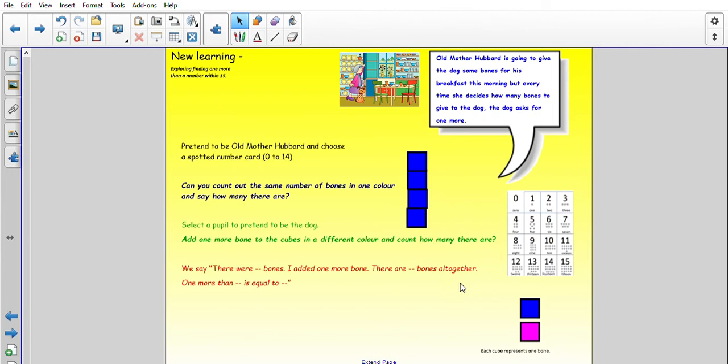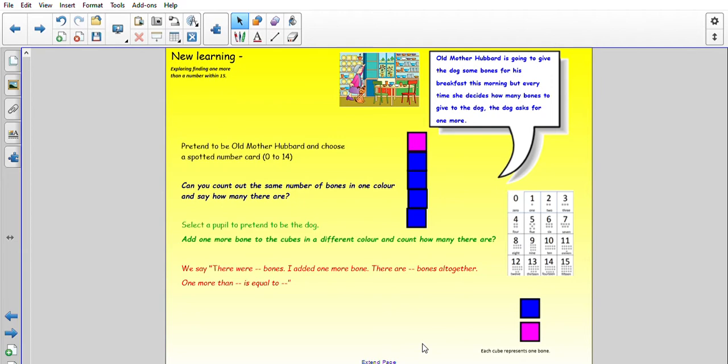Now, if I've got a friend here, I could ask them to pretend to be the dog, the greedy dog who wants 1 more bone, doesn't he? So he's going to come along and take the different colour bones and he's going to put on 1 more because he wants 1 more every time. Do you remember? 1 more. So he's added them. How many have I got now? 4 and 1 more.